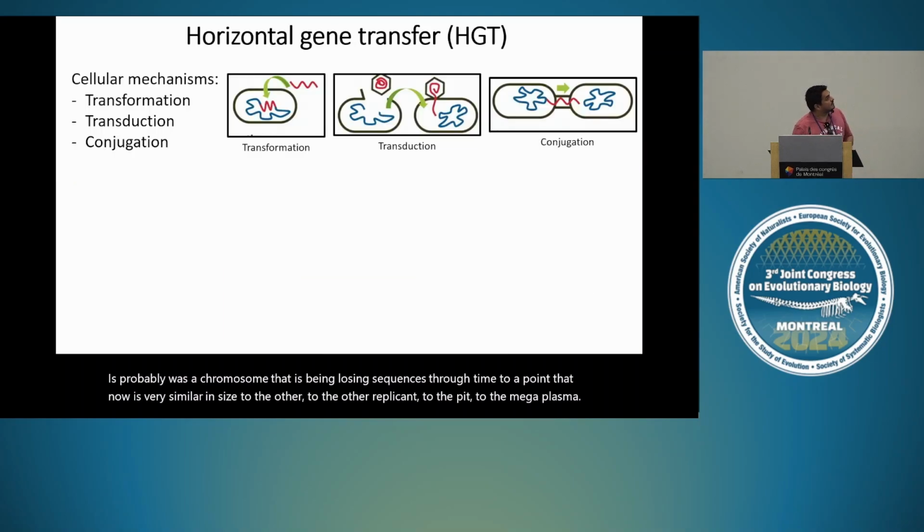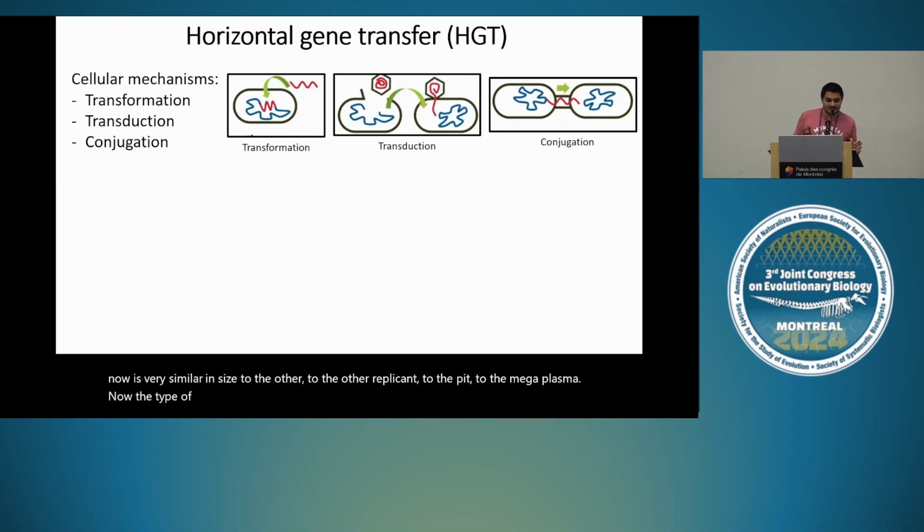Now, the type of evolutionary events that we were interested in for this particular work was horizontal gene transfer, detecting horizontal gene transfer. And here are some important definitions that I'm basically going to be applying for the rest of this talk.